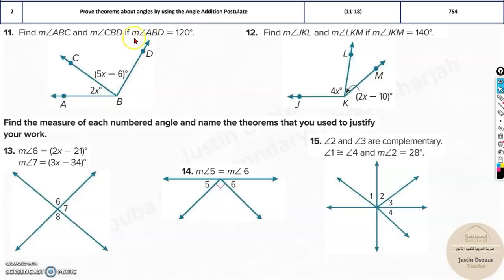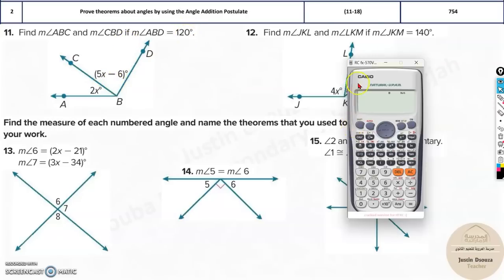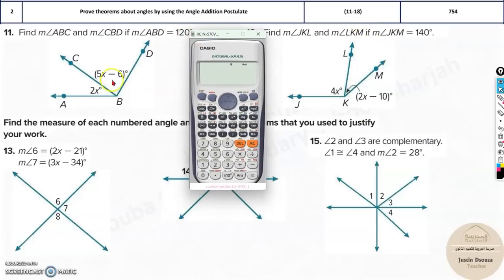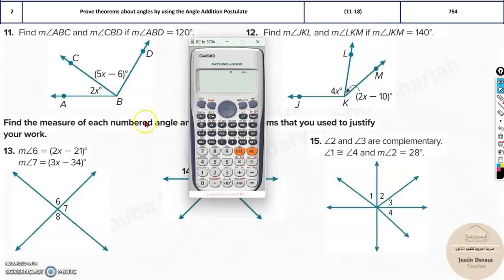This measure of ABCD, I'll just tell you in general how to do. The total measure is given as 120 degrees. So add them both, they equal 120, and you can solve it. Now, say for example, you can use your calculator for this. I'm just doing it directly. Now we know 2x plus 5x minus 6 is equal to 120. That is the angle addition postulate.